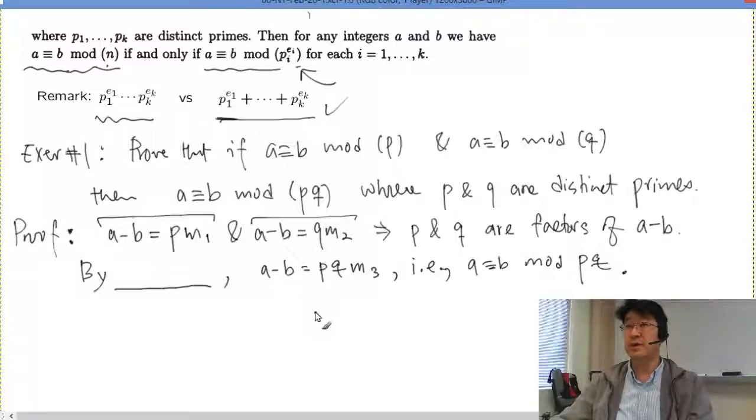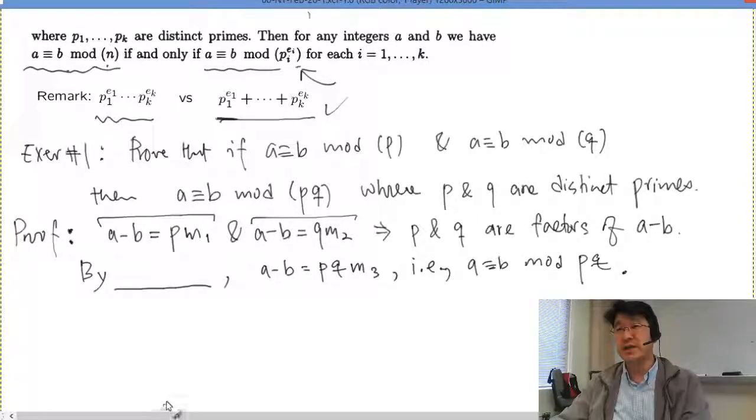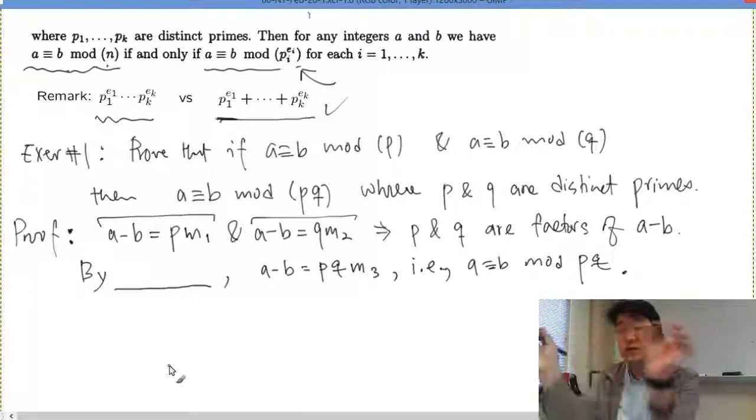And I wanted to conclude, if p is in there and q is in there, p times q is in the factorization of a minus b, right? Under what theorem can I conclude that? The fundamental theorem of arithmetic, right? That allows you to uniquely factor in there.